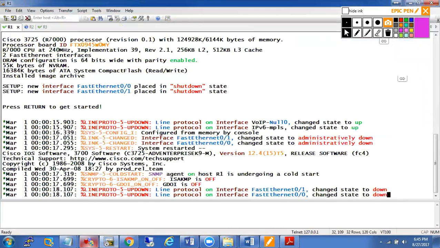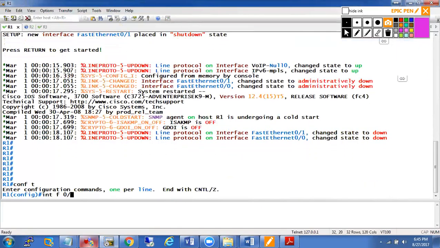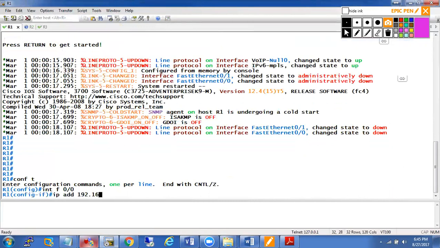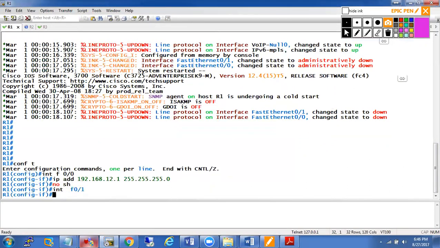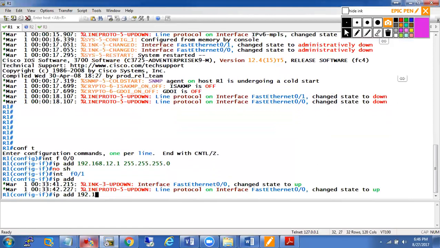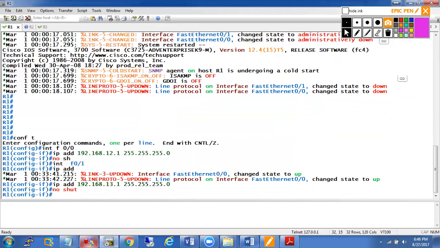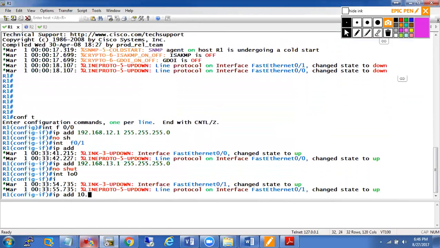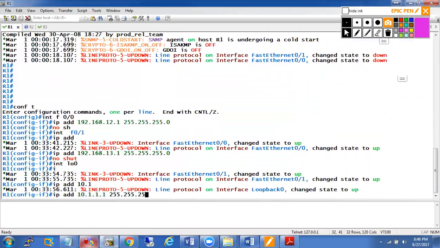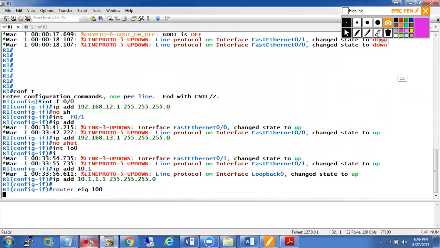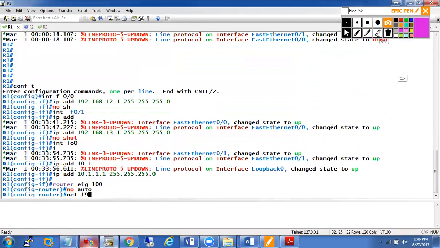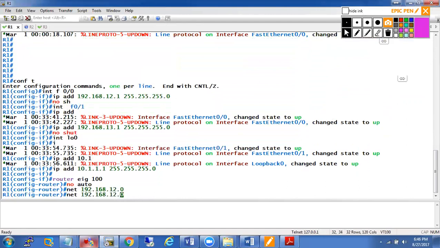So router 1, my first interface is connected towards R2. So 192.168.12.1. Interface F0/1 is connected towards R3, 13.1, which is 192.168.13.1. And I have a loopback which will simulate my internal network. And I want to run EIGRP as my routing protocol, so everything is advertised and reachable.